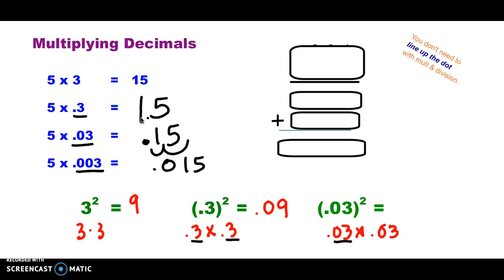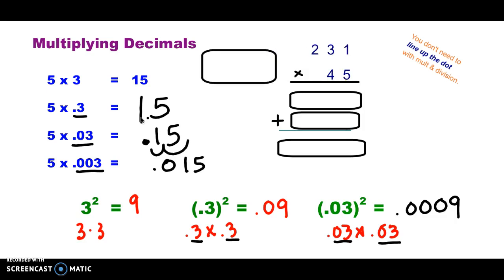Then we looked at 0.03 squared, which is 0.03 times 0.03. There's 2 decimal places here and 2 decimal places here, so the product will have 4 decimal places, and it will look like that. Then we looked at just a regular multiplication problem like this. I'm going to put some decimals in here and here.